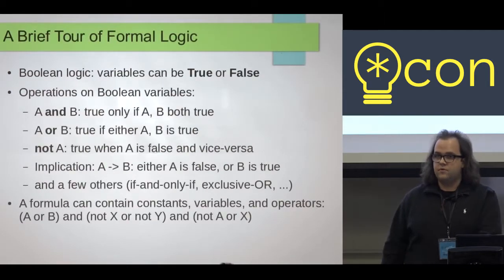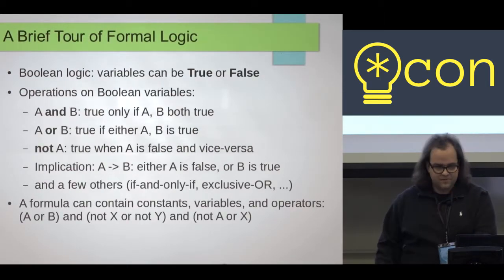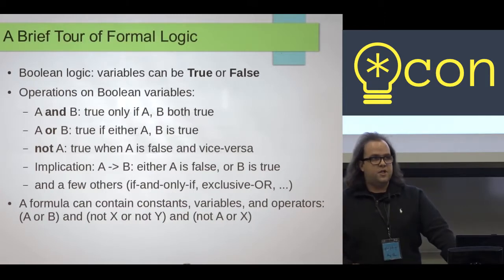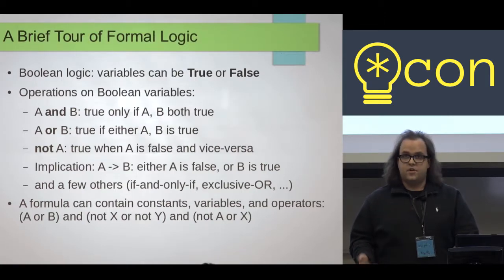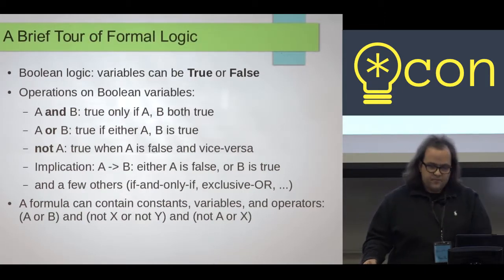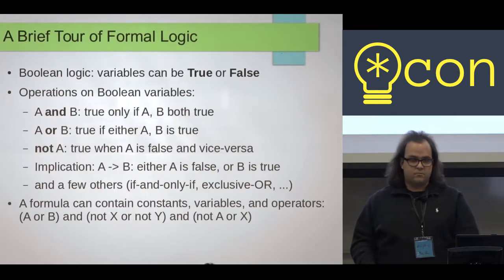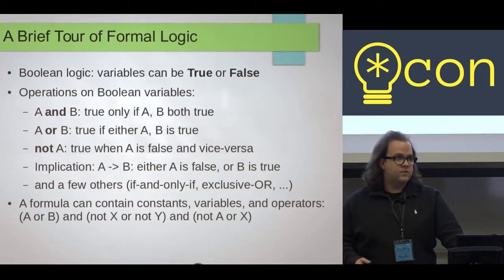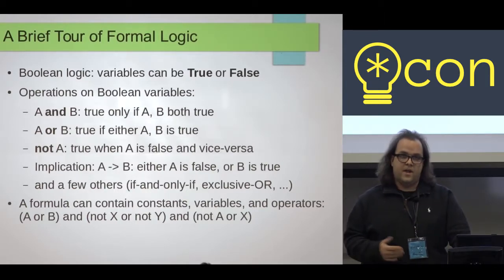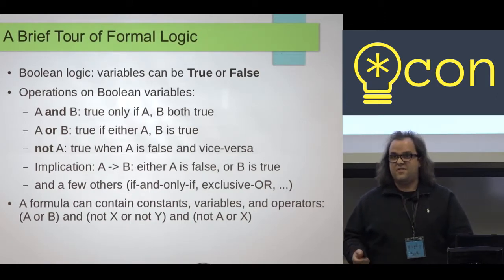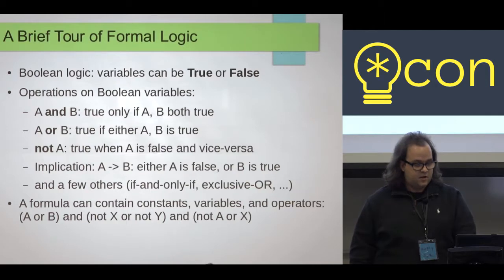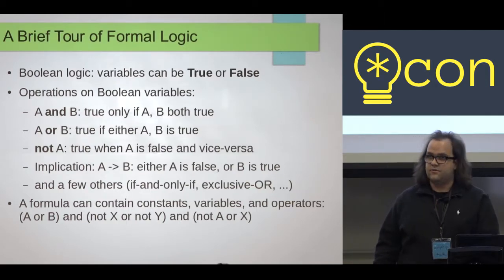But first, a brief tour of formal logic. This is not that bad, I promise. So Boolean logic, which you might be familiar with from programming languages like C and C++, variables can be true or false, and that's it. And there are some simple operations we can perform on Boolean variables like logical and, or, and not, as well as a few others that are more useful in a theorem-provey context like implication, and if and only if, exclusive or, and so on.